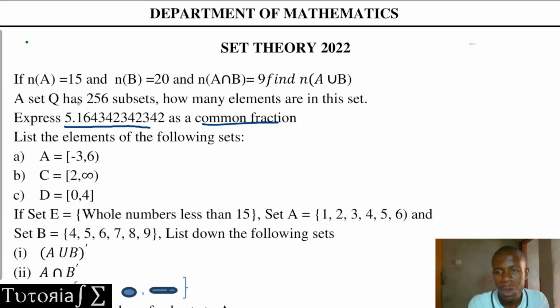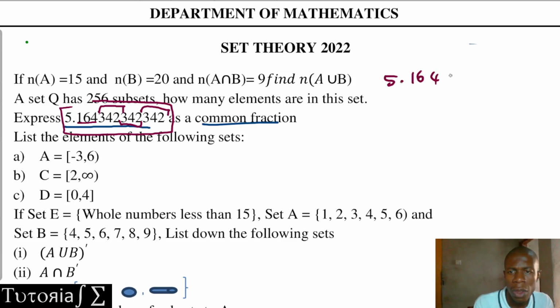All right, so the first thing that you want to do is identify the numbers that are repeating. We've been given this number here: 5.164, then 342, 342, 342. Obviously the 342 is repeating here, so we'll consider that as the number that is repeating. Sometimes it can be written as 5.164, then 342 with a bar on it. The bar simply means the 342 is the number that is repeating.